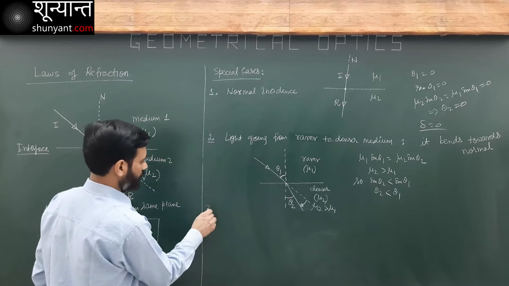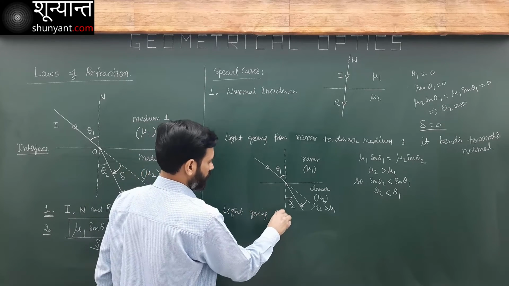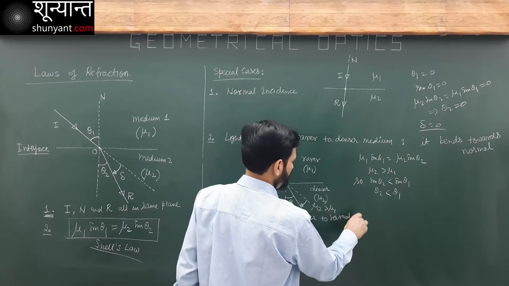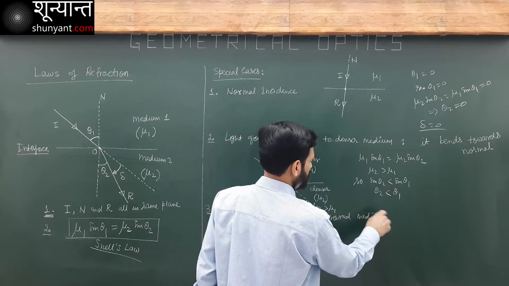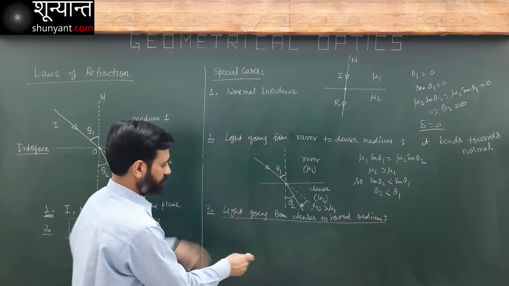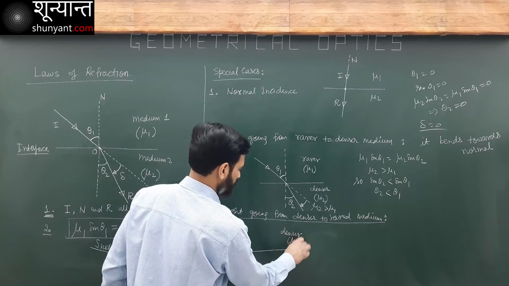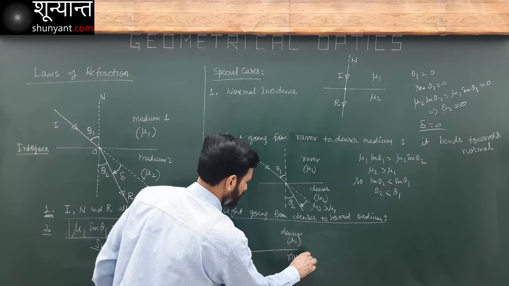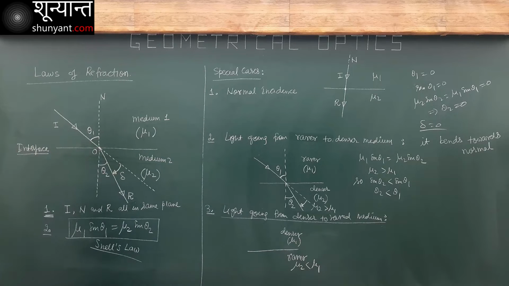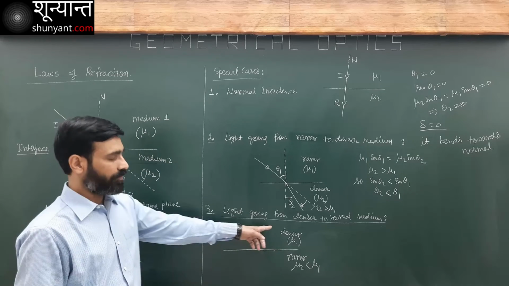Now the next case: light going from denser to rarer medium. Okay, let's draw this figure again. Let's say that I have this denser medium, it is mu1, and this is rarer medium, mu2 is less than mu1. So I have one denser medium and one rarer medium. Light is going from denser into rarer.